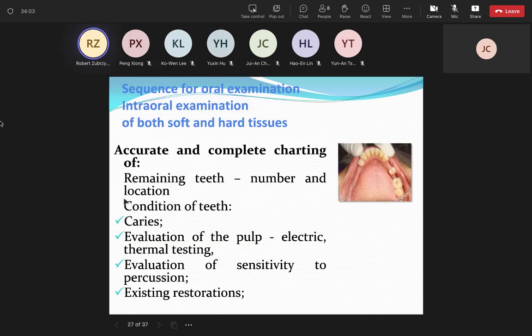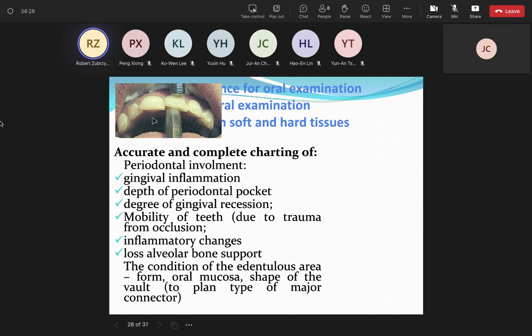Sequence for oral examination: intraoral examination of both soft and hard tissues, accurate and complete charting of remaining teeth, number and location, condition of teeth, caries, evaluation of the pulp, electric, thermal testing, evaluation of sensitivity to percussion, existing restorations, accurate and complete charting of periodontal involvement like gingival inflammation, depth of periodontal pocket, degree of gingival recession, mobility of teeth due to the trauma from occlusion, inflammatory changes, alveolar bone support, the condition of the edentulous area like form or mucosa, shape of the vault, to plan type of major connector.